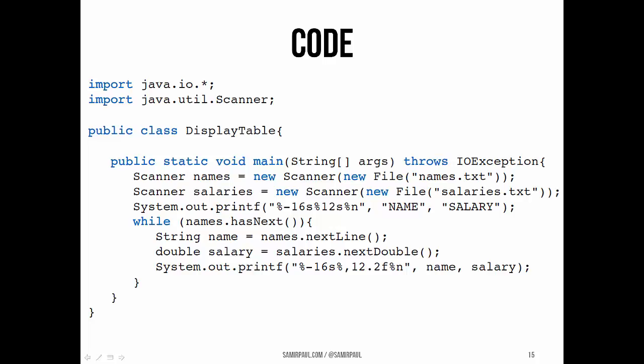So here's what the code looks like. Okay, we've got our import statements. We're using a file, so we've got java.io.star. We're using a scanner. Look, here's our scanner. It's going to read this file names.txt. This one is going to read salaries. So we have 2 separate scanner objects. Then we print our headers.